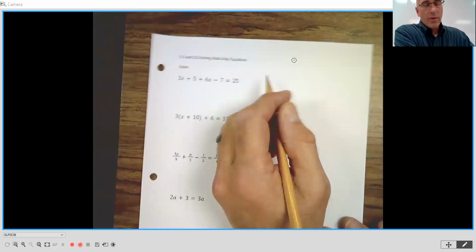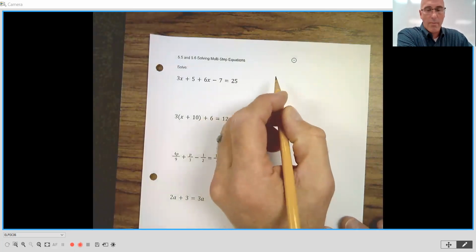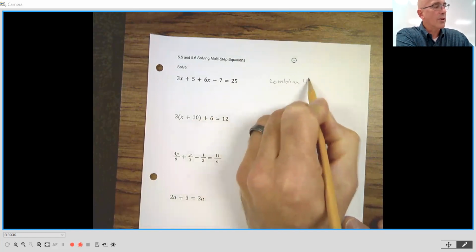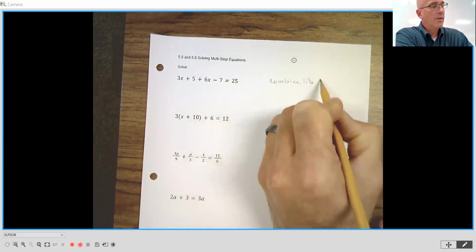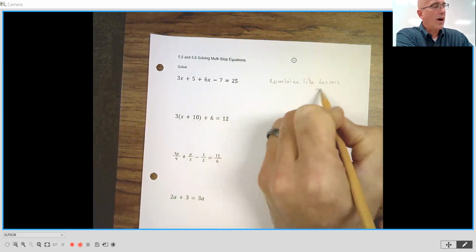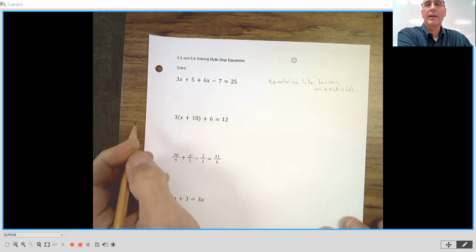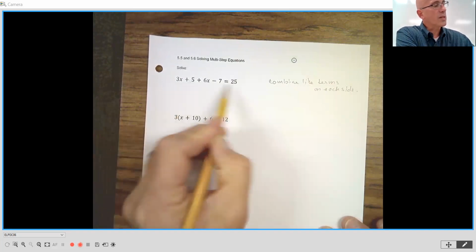All right, so the thing that we need to remember is that we want to combine like terms on each side. Okay. Combine like terms on each side. So let's look at this first example.